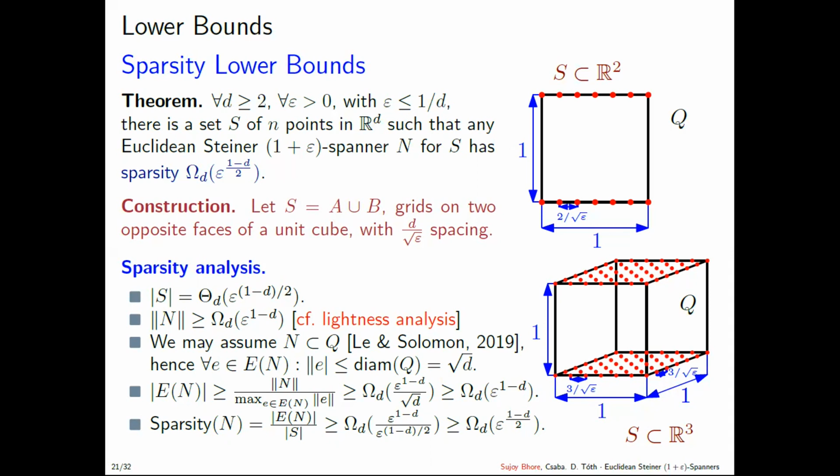This was also observed by Lee and Solomon in their paper, and therefore this is at most square root d, because it's at most the diameter of Q, which means that the number of edges in the spanner is greater than or equal to epsilon^(1-d), and that leads to the sparsity, because it's the number of edges divided by the cardinality of the set S, which is greater than or equal to epsilon^(1-d/2). That gives us the desired bound.